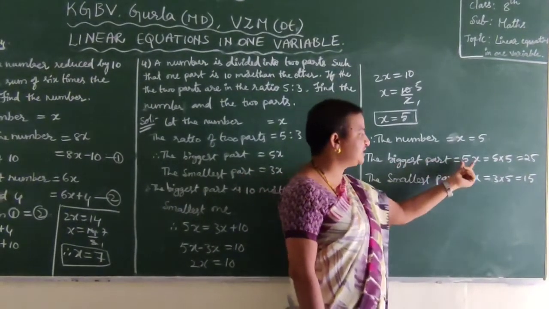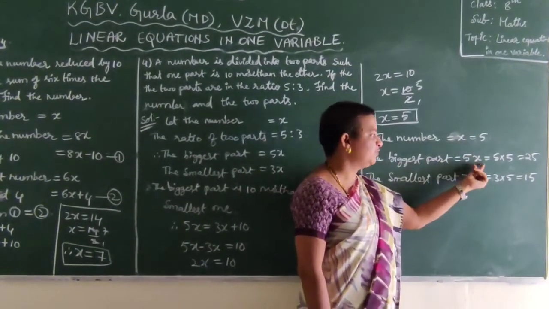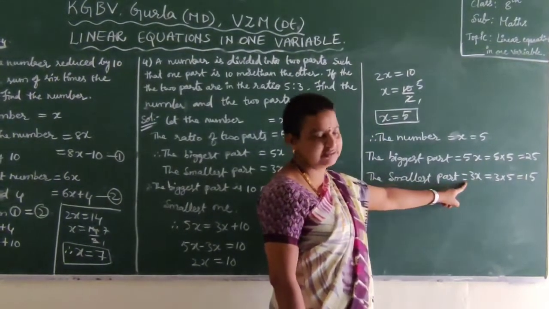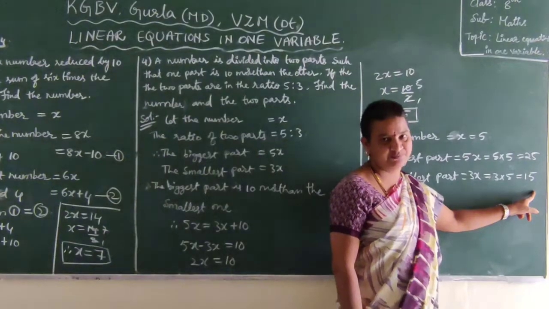Okay, x is equal to 5. Now, the biggest part is 5 times of x. So, 5 times 5 is 25. The smallest part is 3 times of x. So, 3 times 5 is 15. Okay, children?